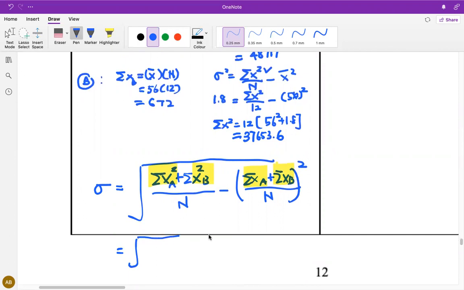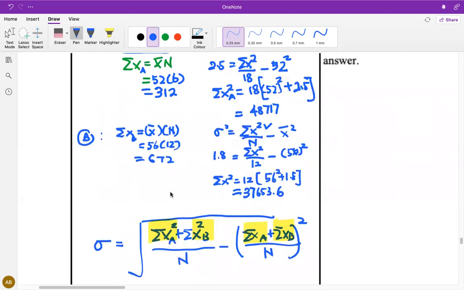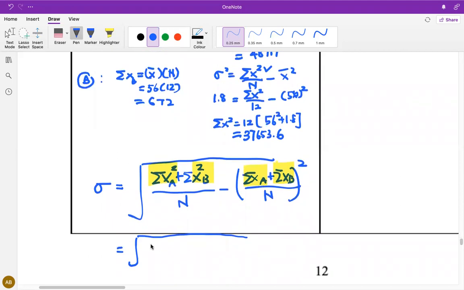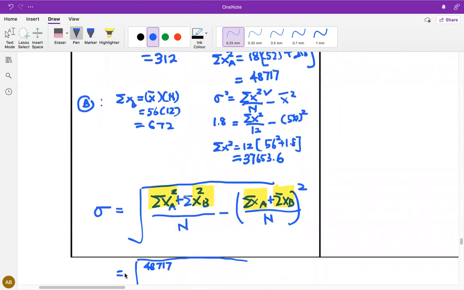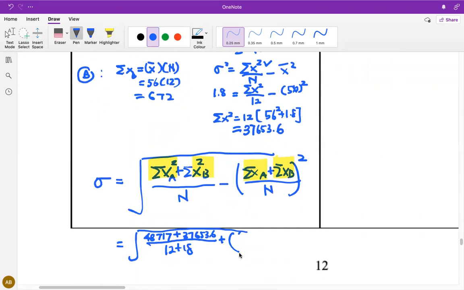So we put in 48717, plus 37653.6, then you divide it by 12 plus 18, which is 30. Then you minus the total sum, 312 plus 672, then you divide it by 30, then square, okay? So you will get your answer.